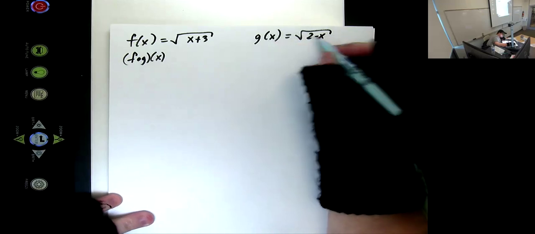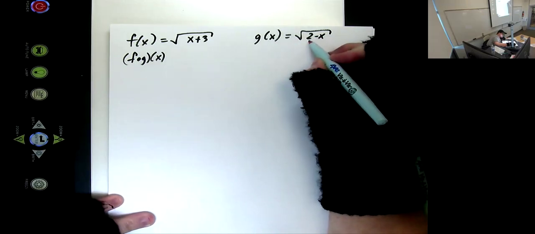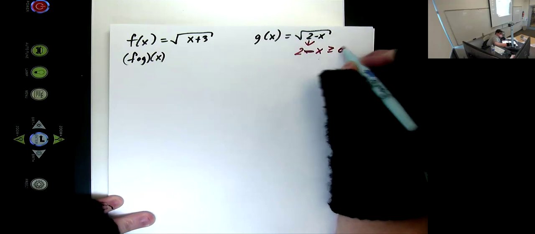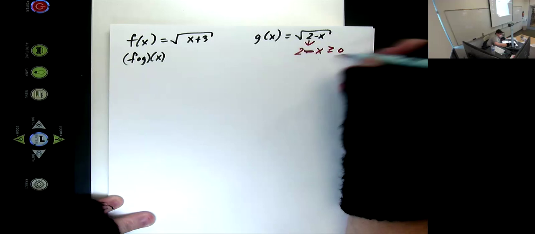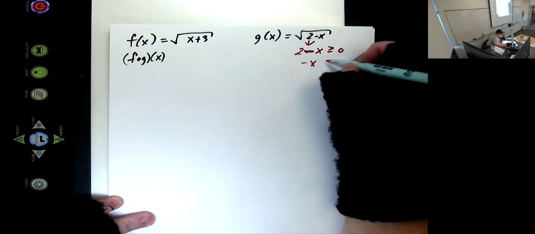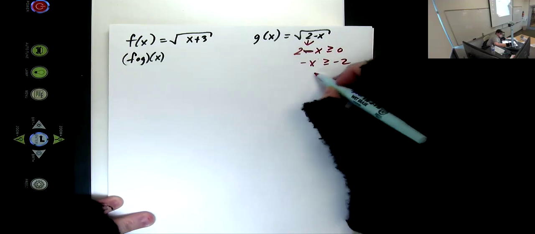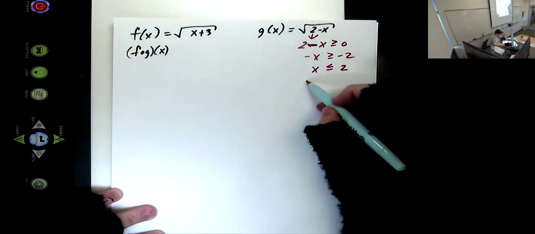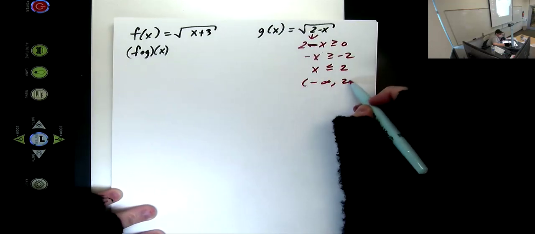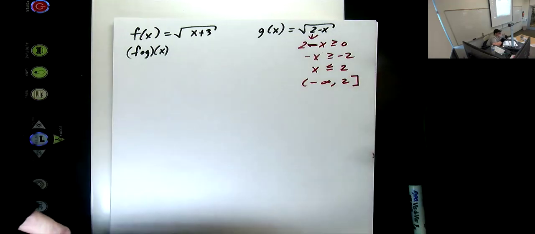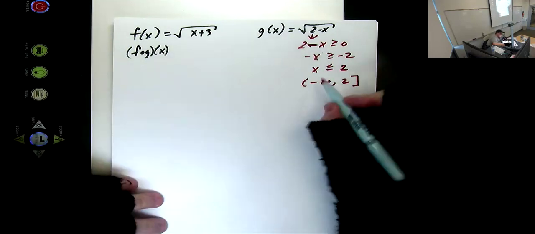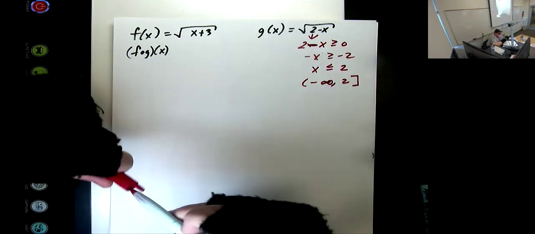So we start off with the domain of g of x. We've got to set the inside to be greater than or equal to 0. I can subtract 2 from both sides, and if I divide by -1 or multiply by -1, it flips the inequality. So I'm going to have negative infinity going up to 2. Whoa, tricky. We had that sign flip again.